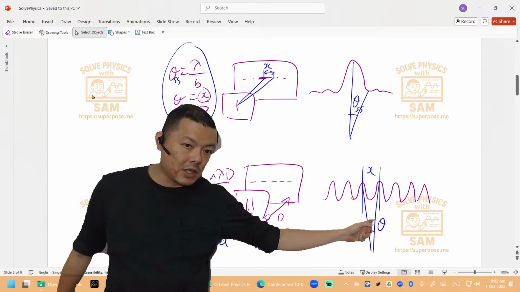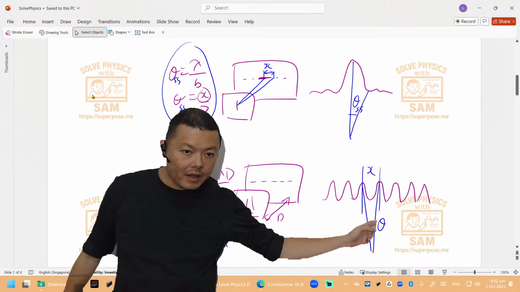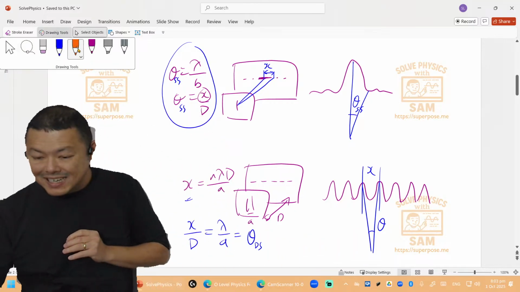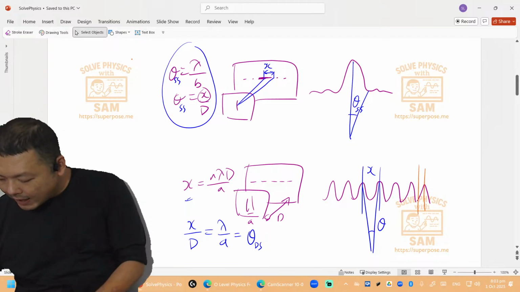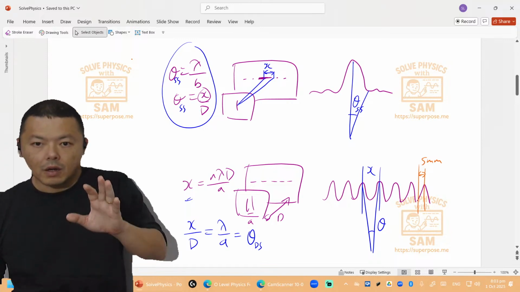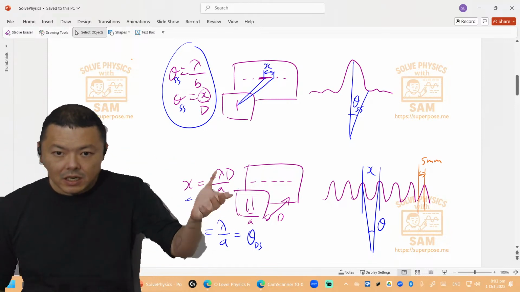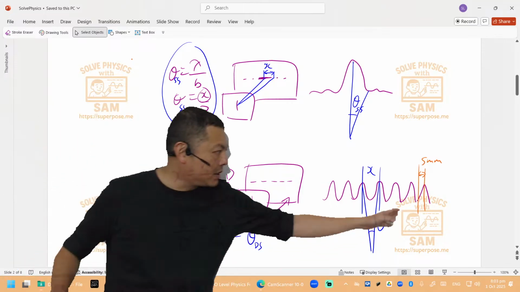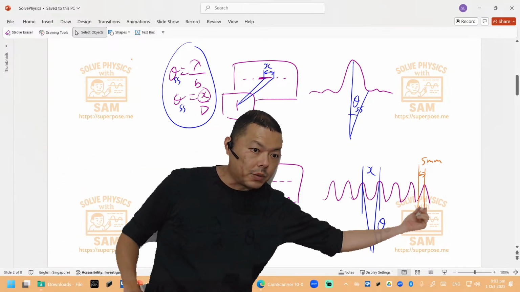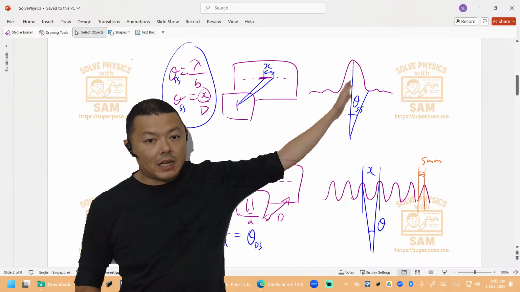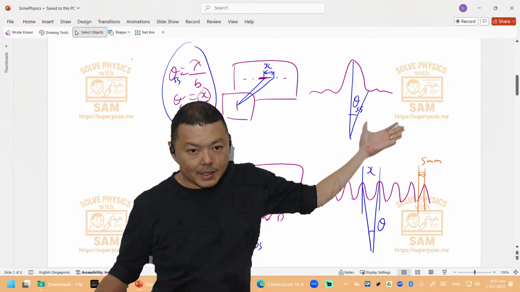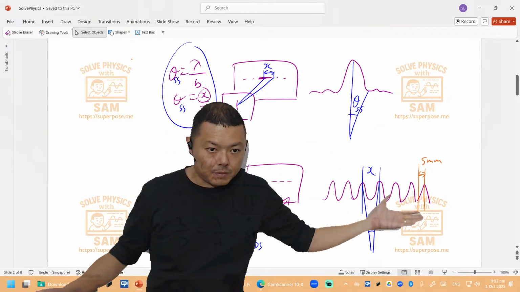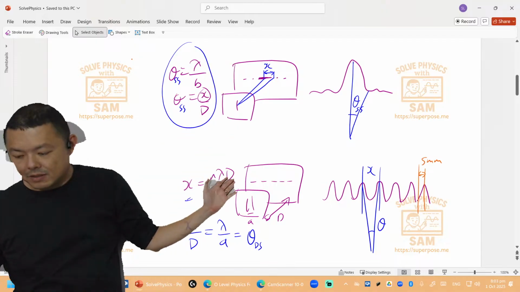So sometimes some teachers try to be annoying. They give you the distance. They tell you that the distance from one maxima to one minima is 5 mm. That means that x is 10 mm, right? So just be very careful. Sometimes they try to play tricks on you. Whereas for single slit, if they tell you that between the central bright fringe and the first minimum is like 5 cm, then that's okay, we just take it as 5 cm. That's the difference between single slit and double slit.